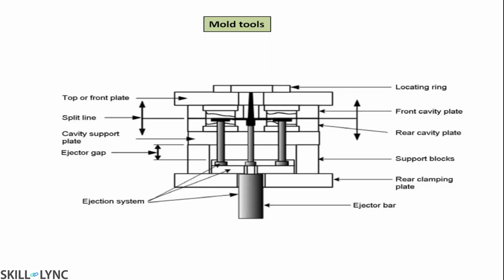Now I am going to talk about mold tools, how the mold tool is constructed. What is a mold tool and what are the components involved in it? First, this is the locating ring, and the locating ring is useful for aligning the complete mold into the injection molding machine. It aligns the center of the injection molding machine and the molding tool. This component is used for aligning purposes.